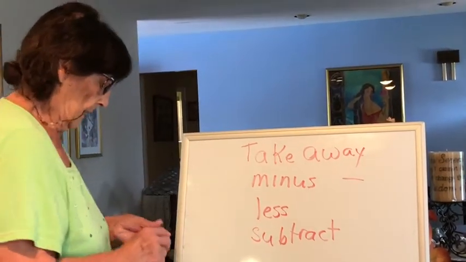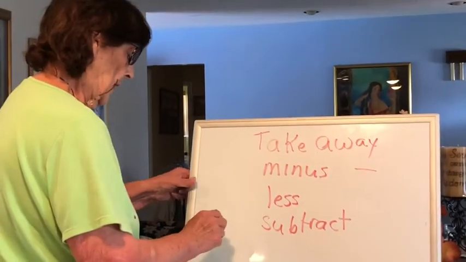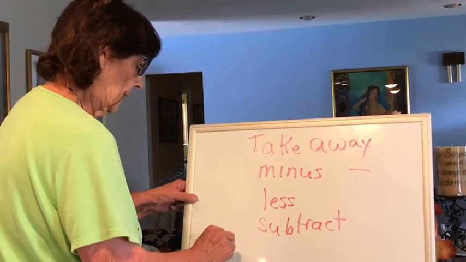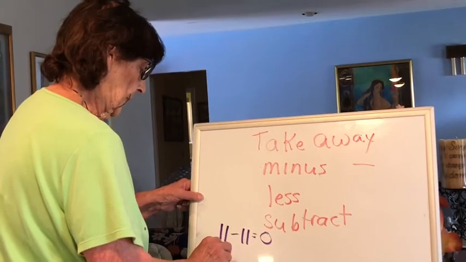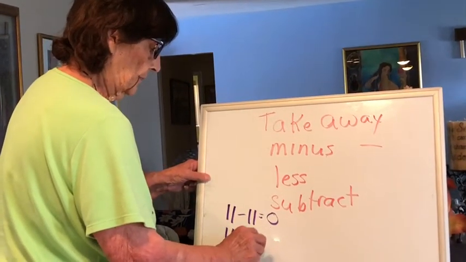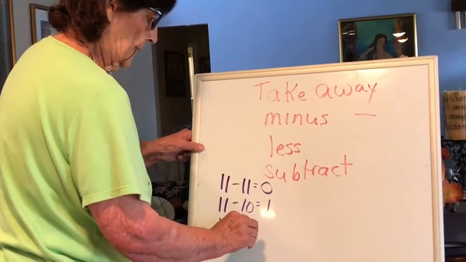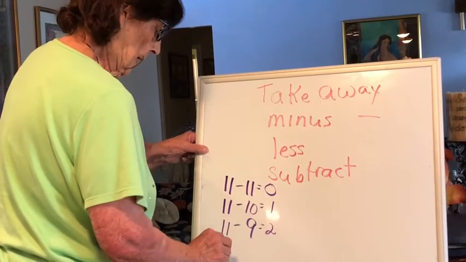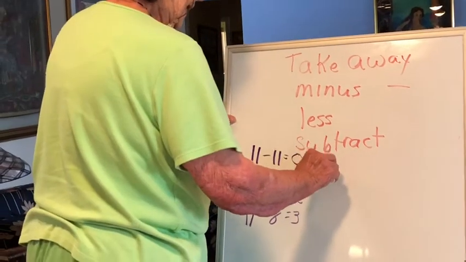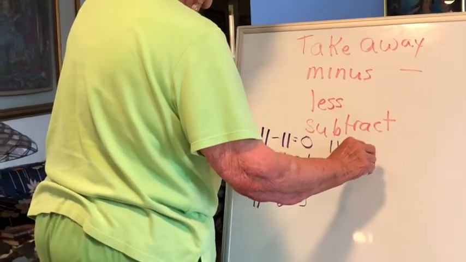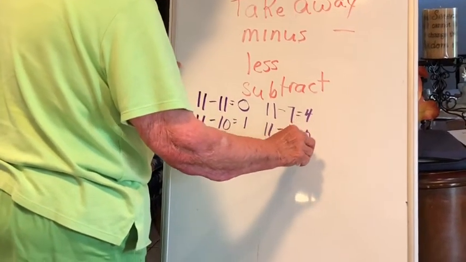Okie dokie. Now, we started with 12, so let's do 11 today. Okay, 11 minus 11 is what? Nothing, because you're taking away. 11 take away 10 is what? You have 1. 11 take away 9 equals 2. 11 take away 8 equals 3. 11 take away 7 equals 4. 11 take away 6 equals 5.